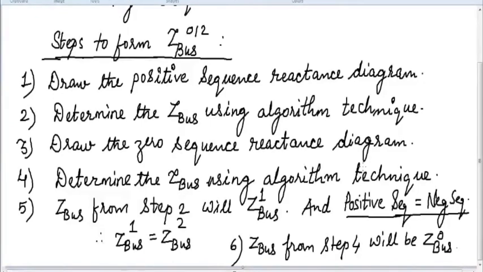Let us take one numerical and understand how this Z bus will be calculated in terms of the actual power system network. We have to understand this by taking one numerical. Let us write the question of the numerical and then we will start with the solution part. Have everyone written the steps? Should we start with a numerical?